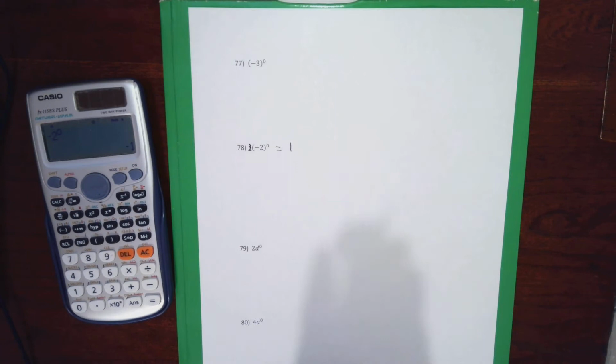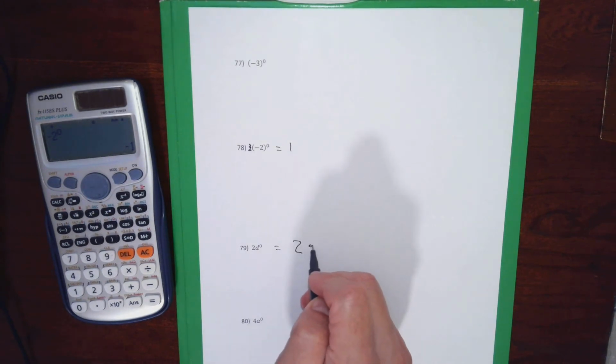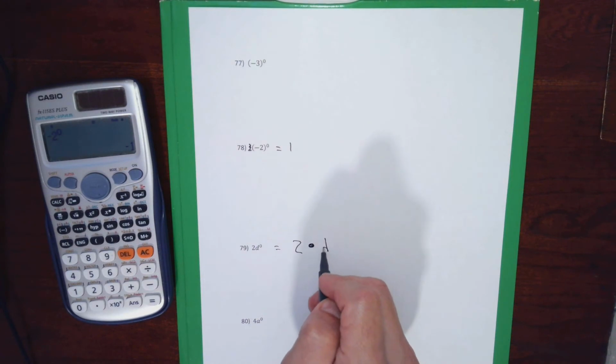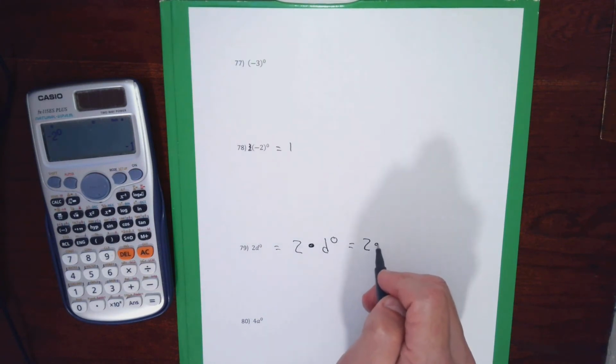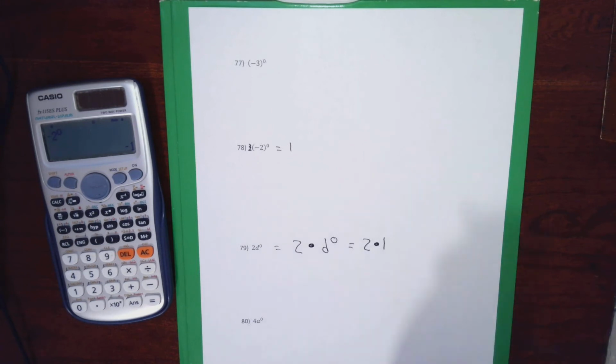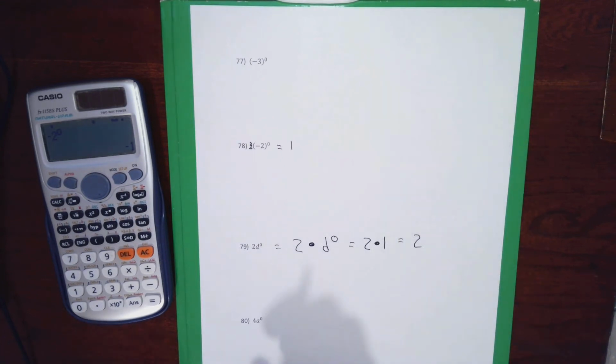I'll do 79 because my 80 is so low. 79, I need to think of this as 2 times d to the 0 power. The coefficient needs to be separated from the exponent here. The d to the 0 power is a base to the 0 power. So this is 2 times 1, and it's going to reduce to 2.